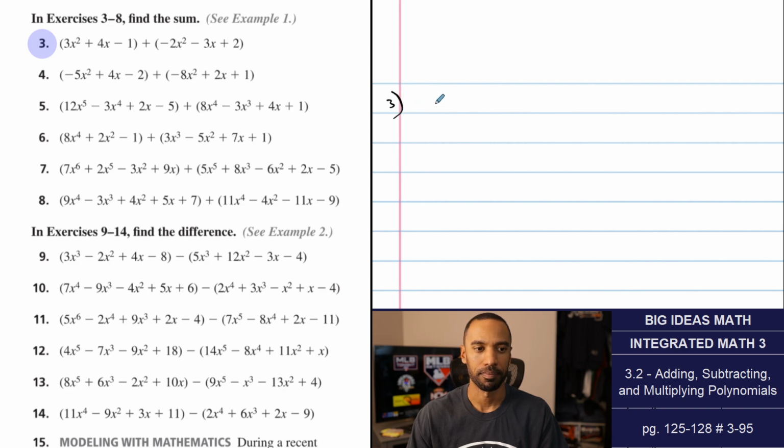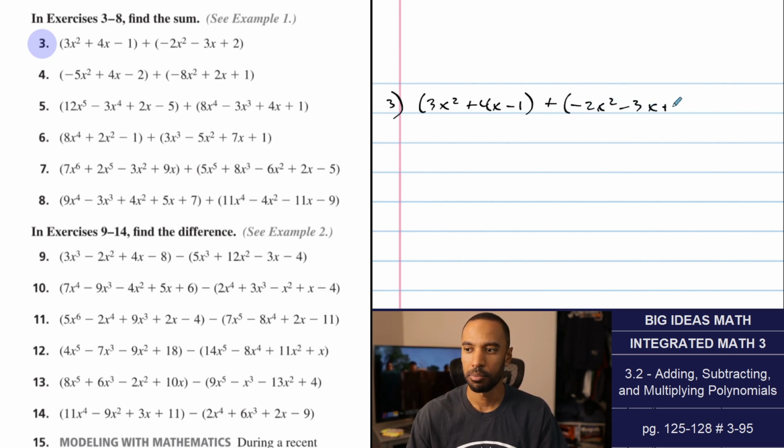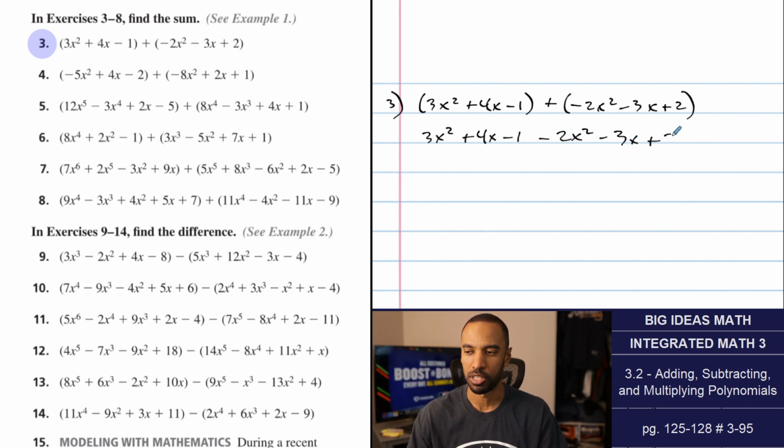So, number 3. I have 3x squared plus 4x minus 1 plus negative 2x squared minus 3x plus 2. So far that's standard form plus standard form, which is nice. I'm going to rewrite this now without parentheses. Adding negatives means these become subtraction, and then adding a positive means it remains addition. So now I just combine like terms.